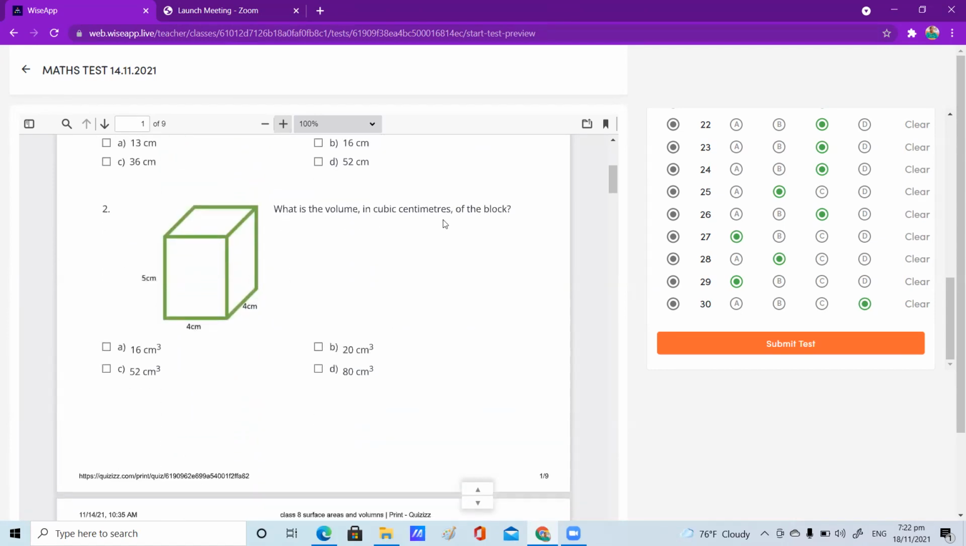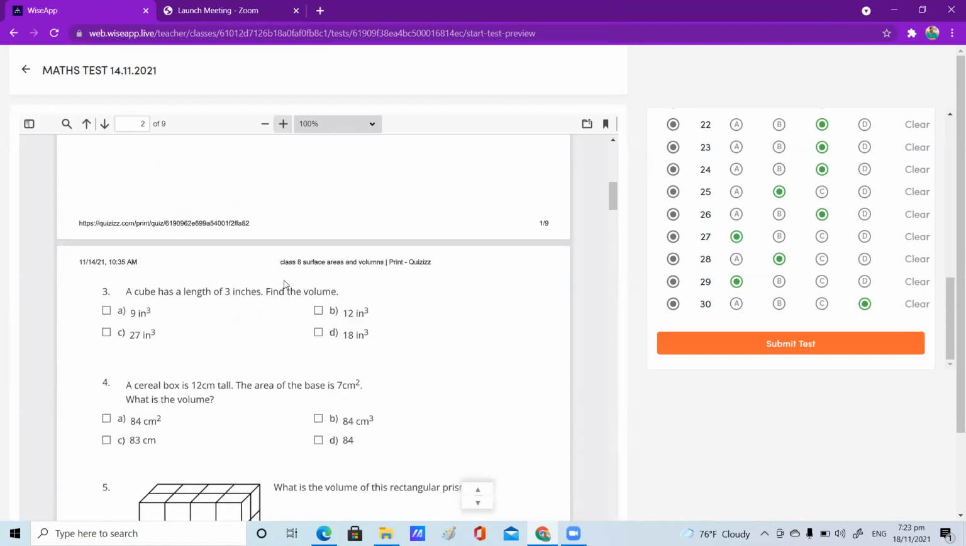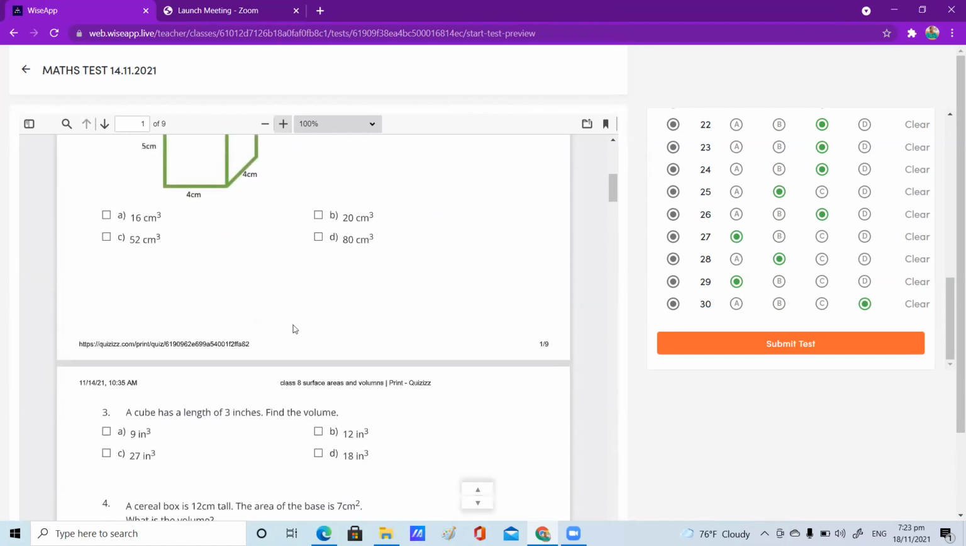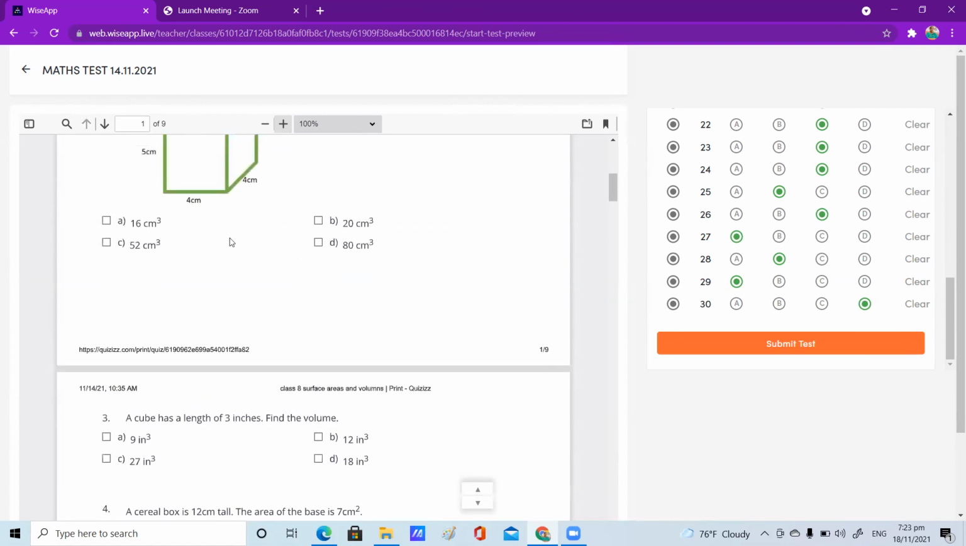What is the volume in cubic centimeters of the block? Volume means L B H, right, children? The volume formula is length multiplied by breadth multiplied by height. Ma'am, it's 80 centimeter cube. Correct. 5 fours are 20, 4 twenties are 80. 80 cubic centimeters. Sometimes the option is 80 centimeters square, so see carefully and choose the option, children.